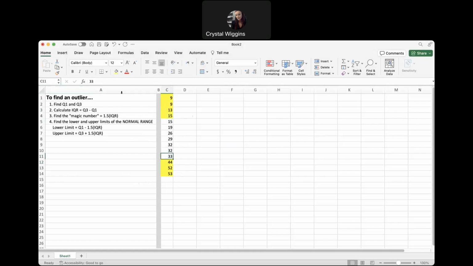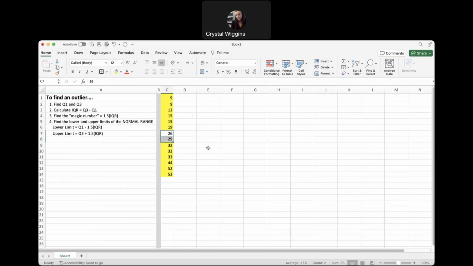Please note that you have to order the data set from smallest to largest first before you can find the actual middle. If the data set was not ordered, then everybody's answer would be different. Okay, so now I can see that I have two middle numbers. A median is never two numbers, it's always one. When you have two middles, that's when you have to take an average. So our median would be equal to 26 plus 29, and then we would divide by 2. We are taking an average of the two middle numbers.